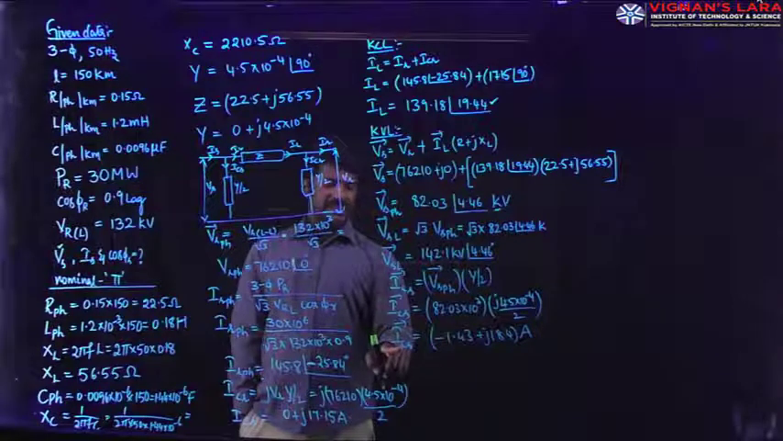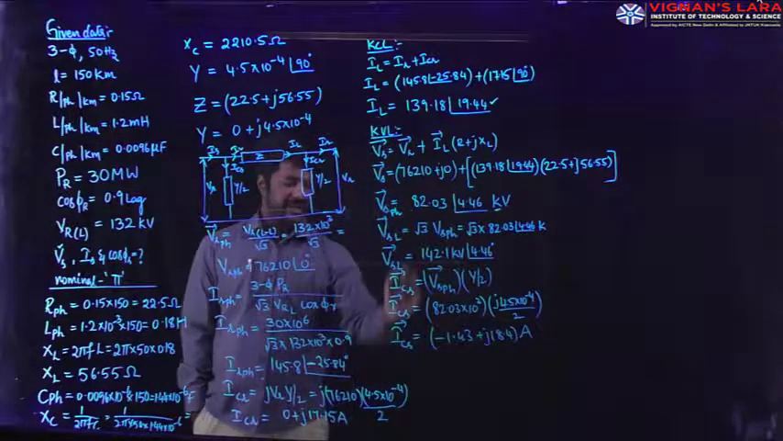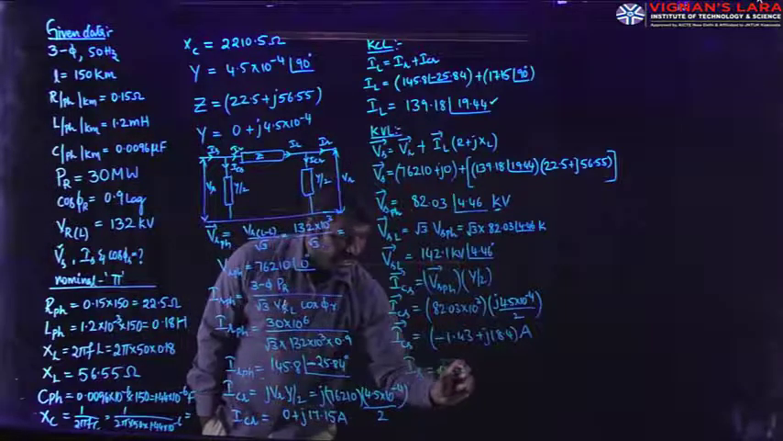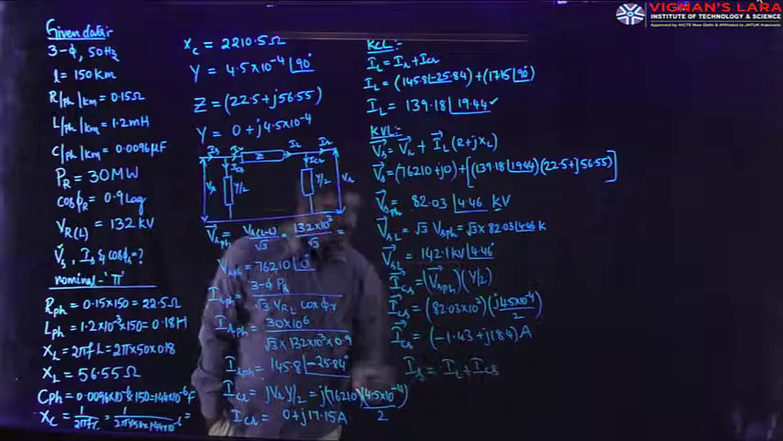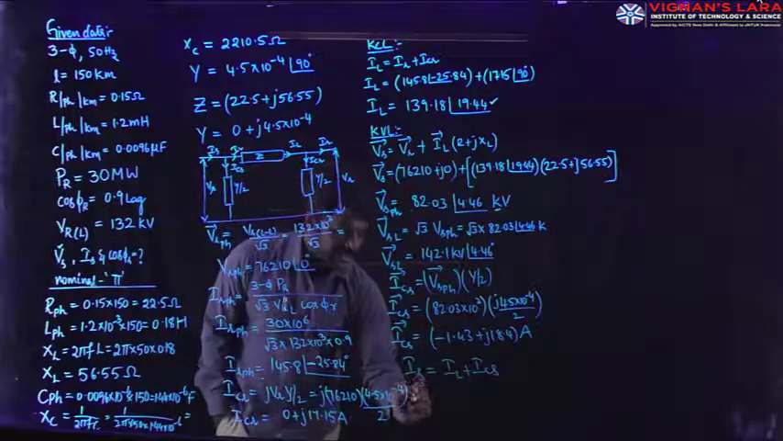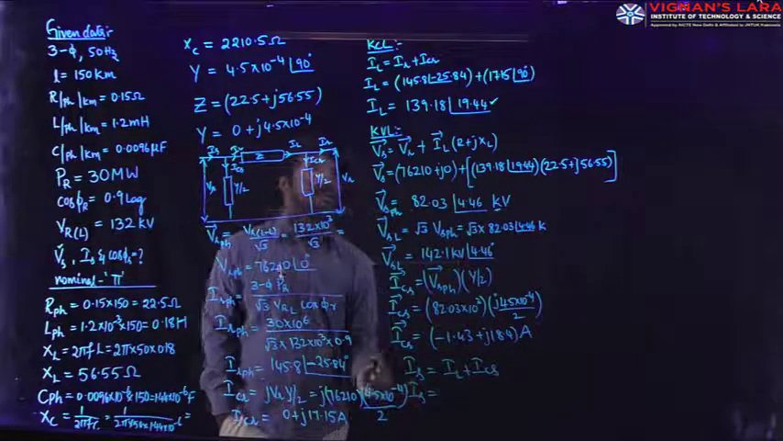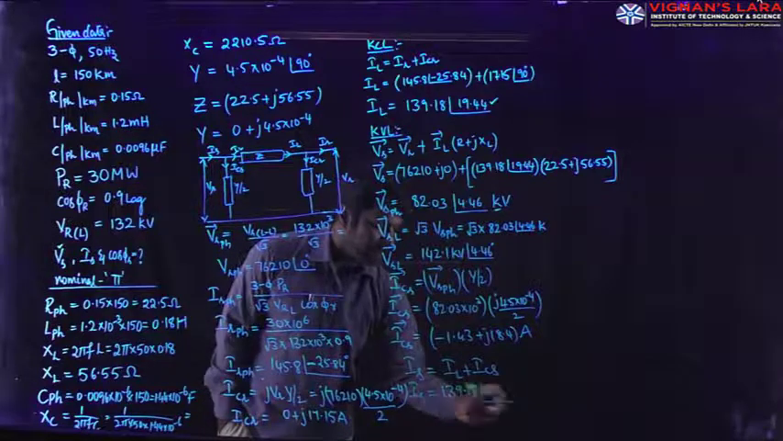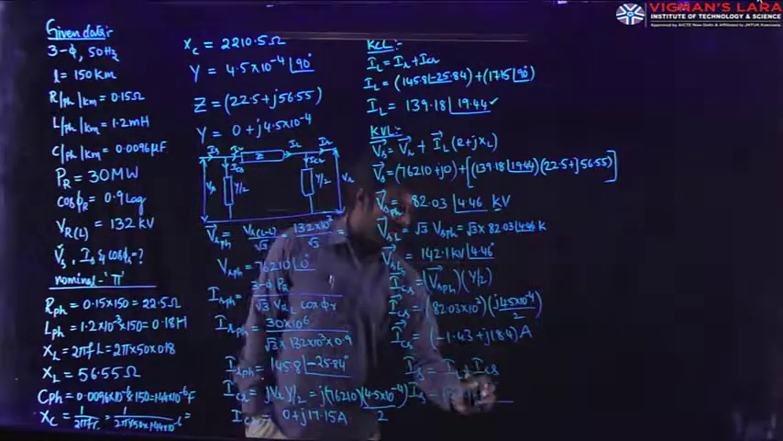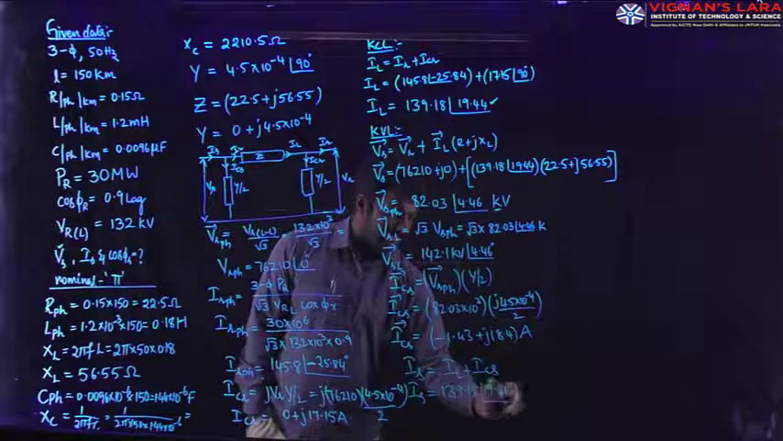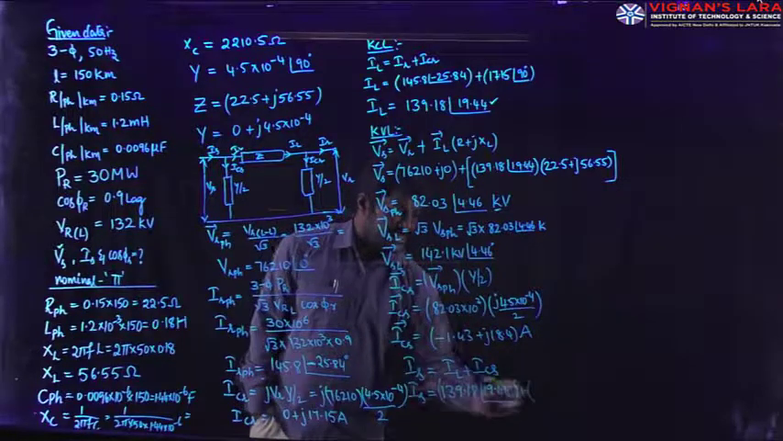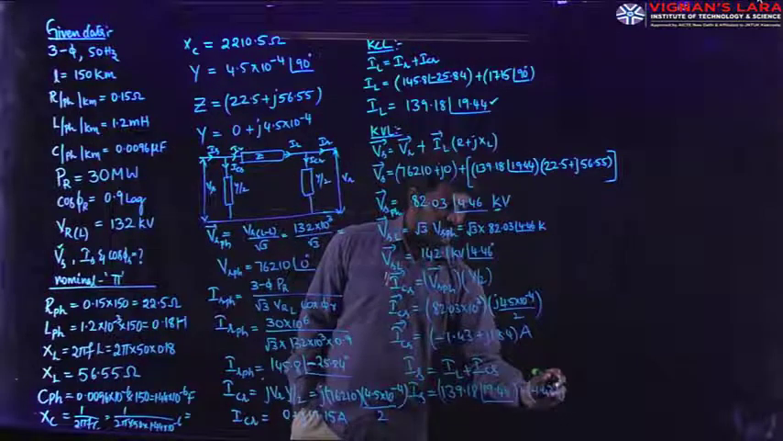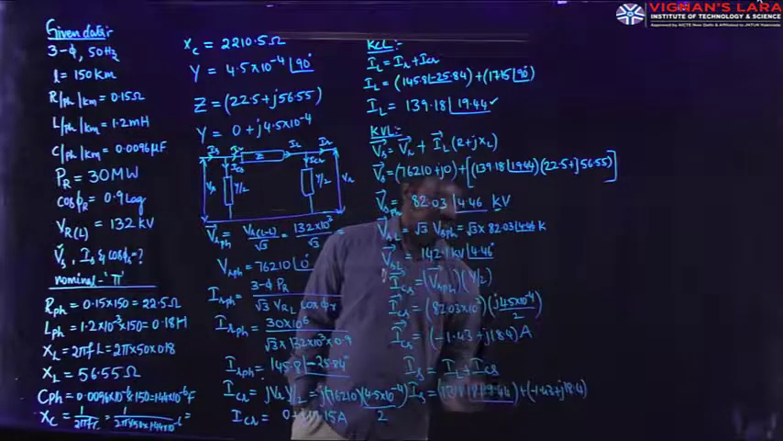Now I want to add this ICS to IL for getting sending end current IS as per the KCL. IS equals IL plus ICS. As simple as that. Then we can write this IS as IL value 139.18 at an angle of minus 19.44, to be added with ICS. What is ICS? Minus 1.43 plus J 18.4. Simplify this.